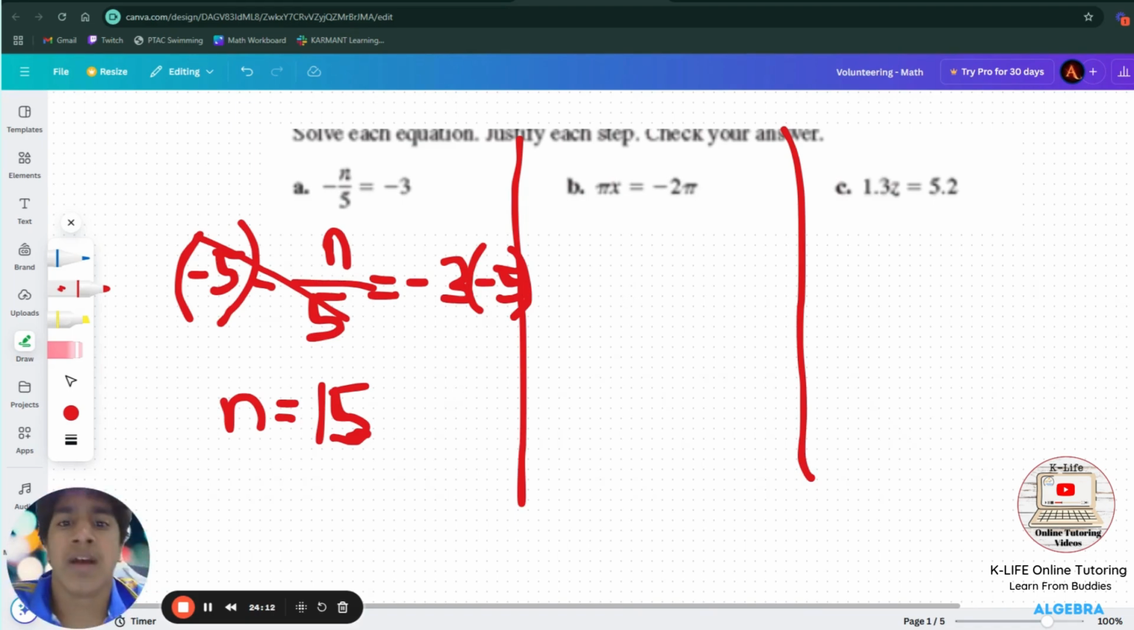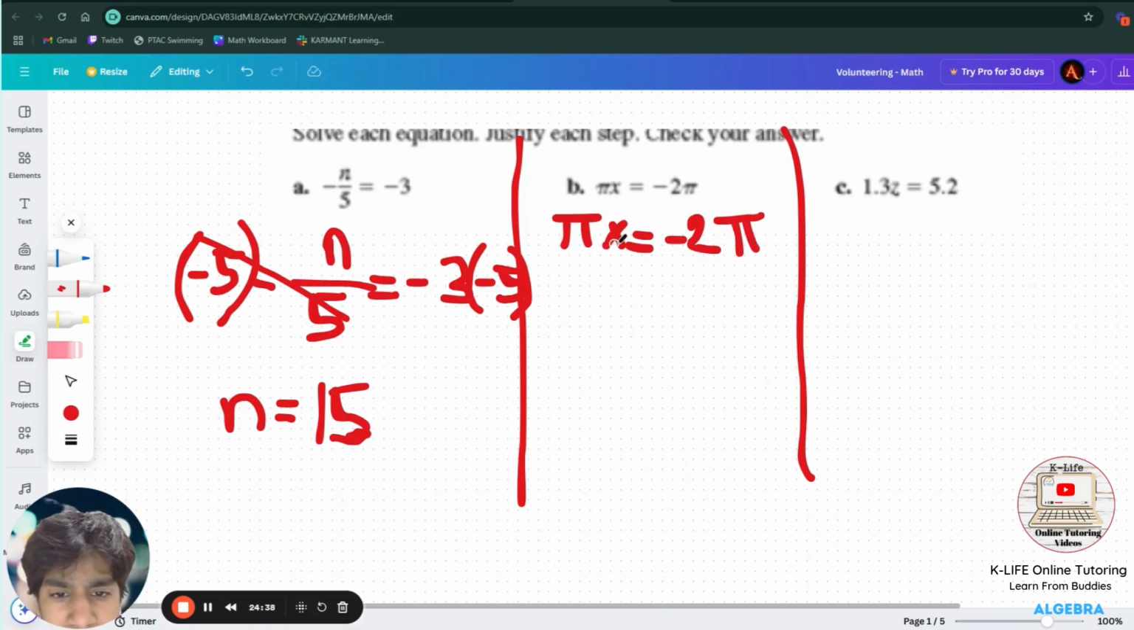Now what we're gonna do over here is for B. In case you're wondering, the symbol right here, I know it's a little bolded, it's called pi. Just have heard of it before. It's called pi x, so that's your first side, equals negative 2 pi.